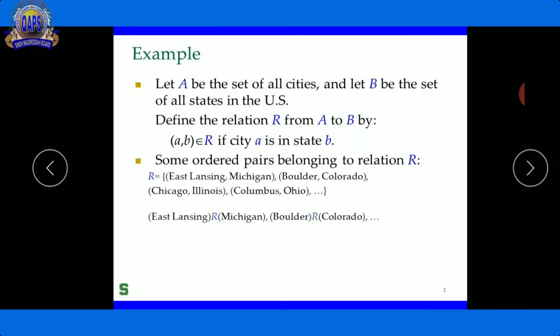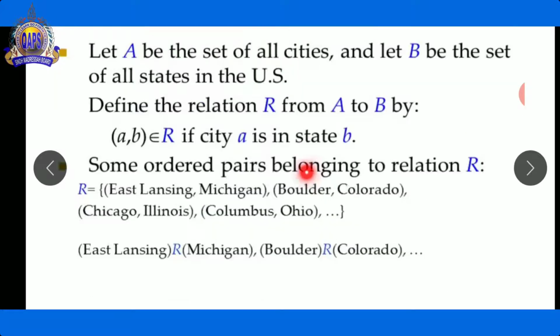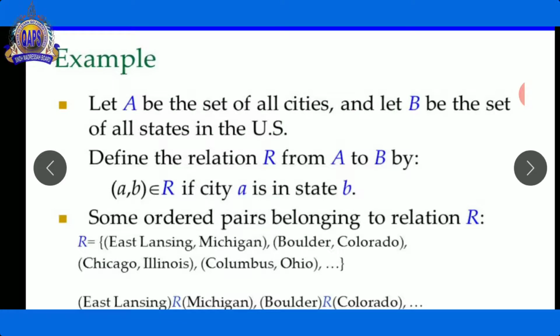Now let's see an example. Let A be the set of all cities. Let any country contain all cities. Just as Pakistan, there are many cities. Number one is Karachi, Hyderabad, you can say Sukkur, Larkana, Lahore, Islamabad. Many cities are included in one country.